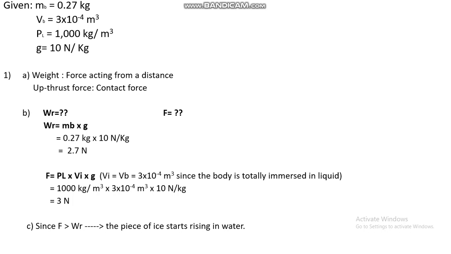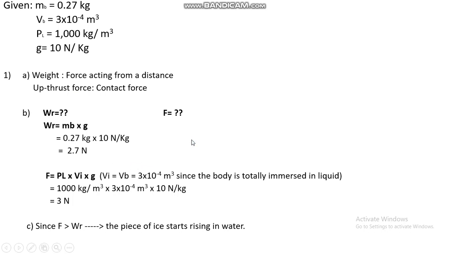B. Determine the value of each force. In this part, I have to calculate the value of the weight real and the value of the upthrust force. How do we calculate the value of the weight real? By applying this formula, mass of the body times gravity. The mass is given, gravity is given. We multiply them by each other to get the answer. So it's equal to 2.7 Newton.